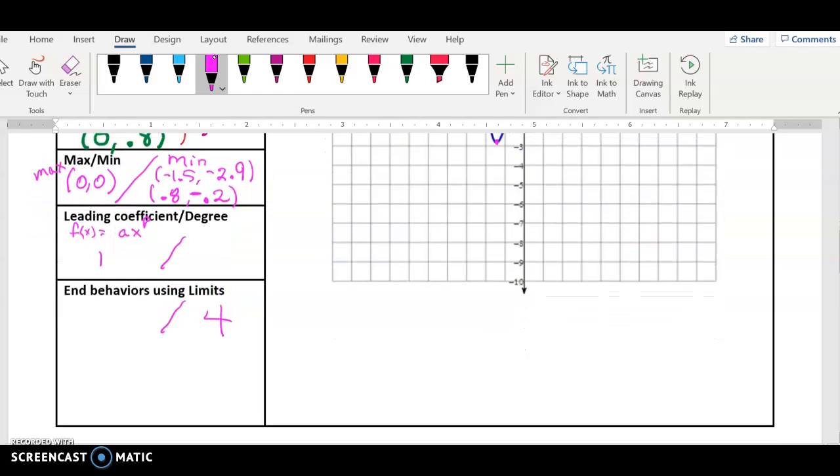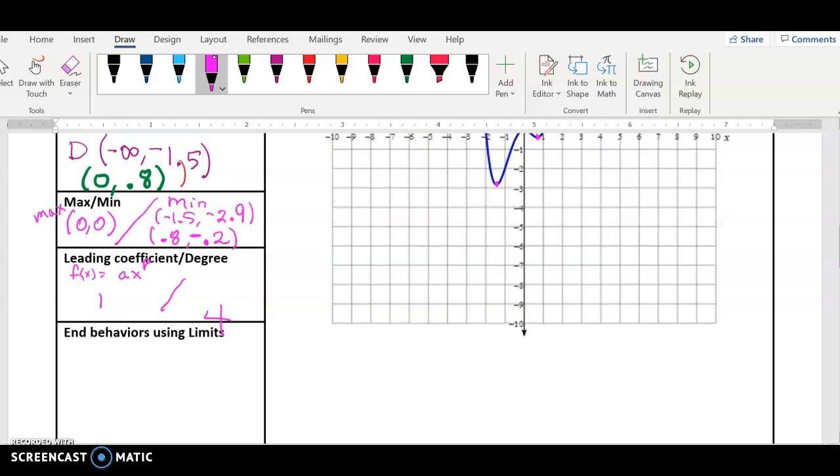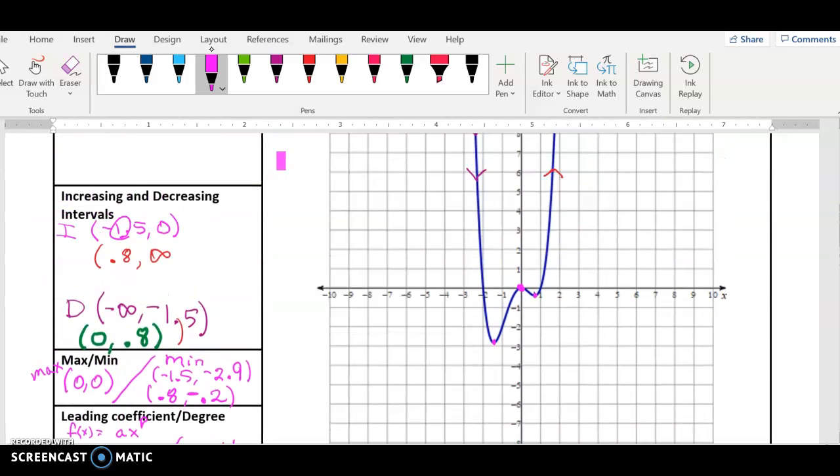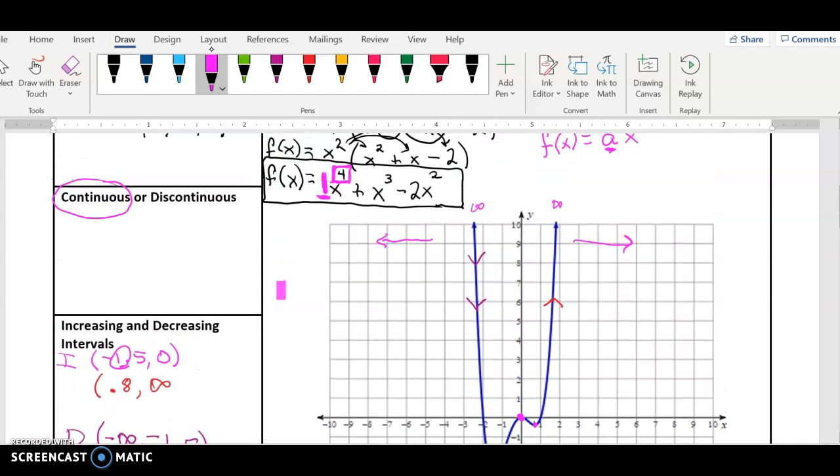The end behaviors using limits. So this is probably the new thing. Well, no, it's not the new thing. We have done this many times. Okay, so let's use limits to describe our end behaviors. Our graph has two ends. I'll circle them. So this is one of the ends and this is the other end. And I'll just write the limits up here so that we can have it close.